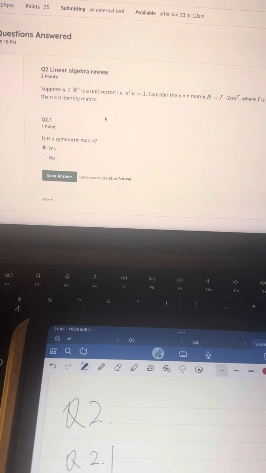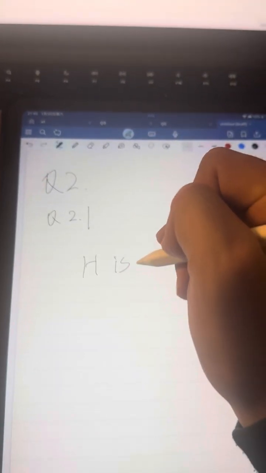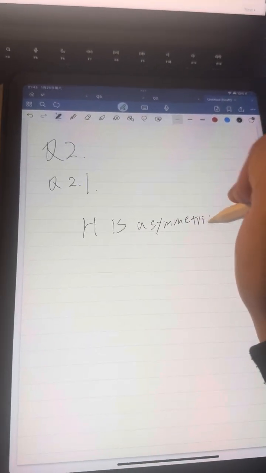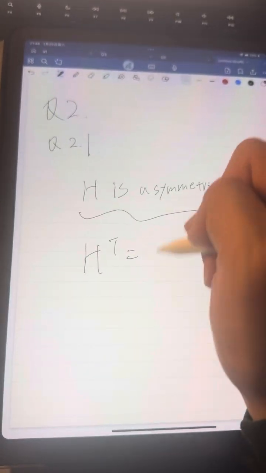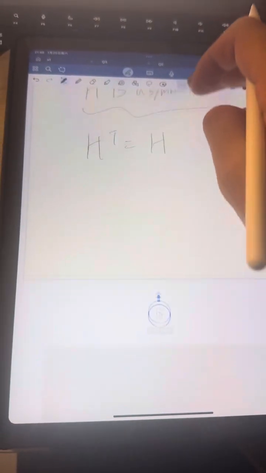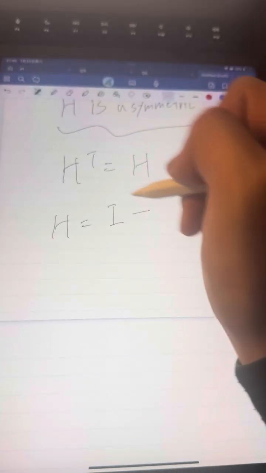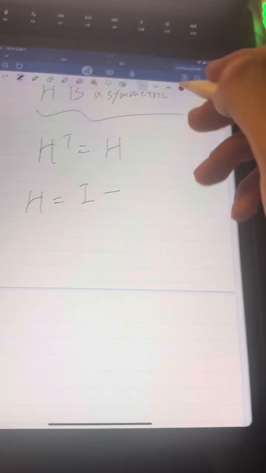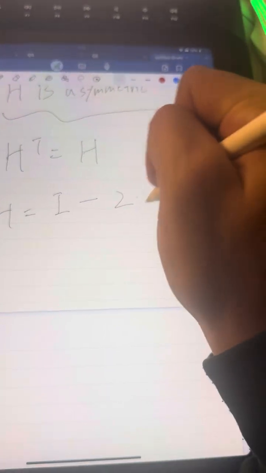Okay, in this question we are going to verify that H is a symmetric matrix, right? So to prove this, we are going to prove H transpose is equal to itself, and H is equal to I, where I is the identity matrix, minus 2 times vector U and U transpose.